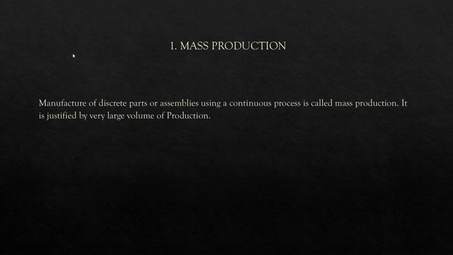Mass production is the manufacture of discrete parts or assemblies using a continuous process. It is justified by very large volume of production. Characteristics include large volume of products, standardization of product and product sequence, production planning and control is easy here, material handling can be completely automatic, flow of materials, components and parts is continuous and without any backtracking.